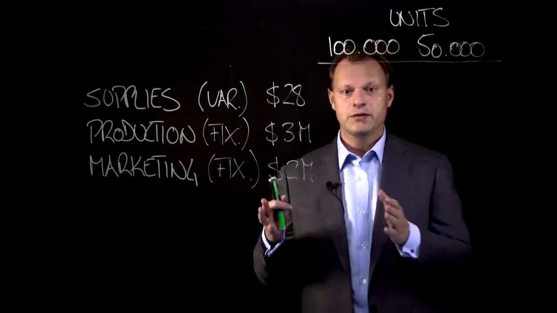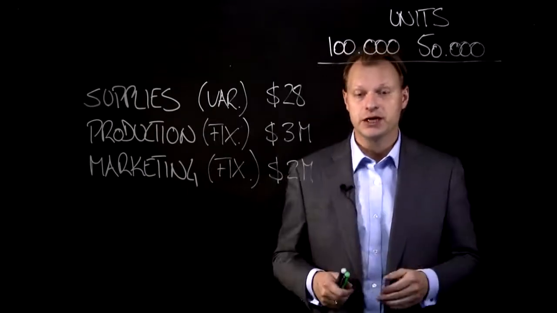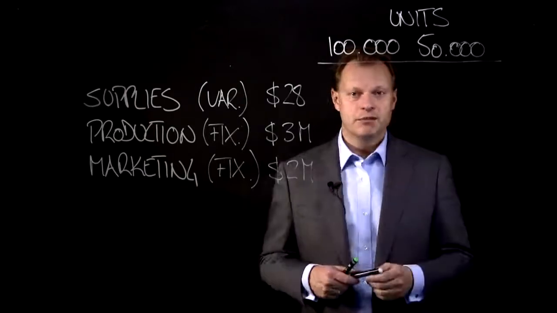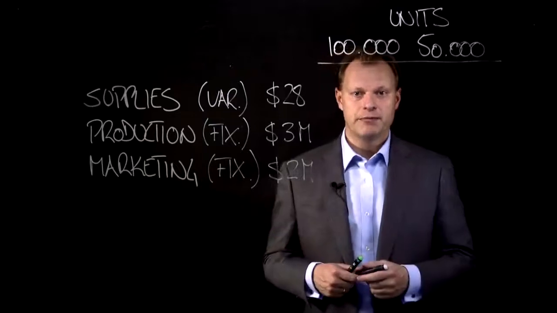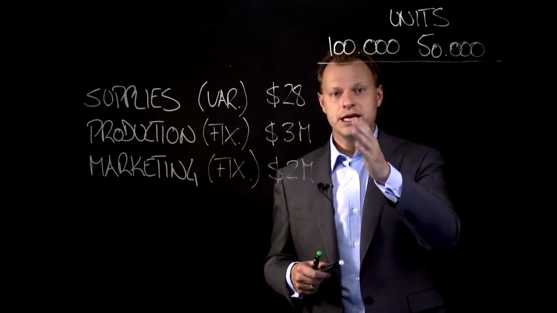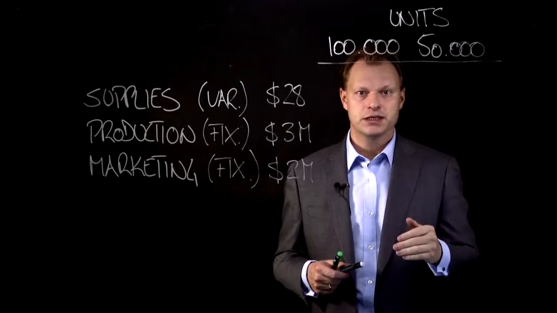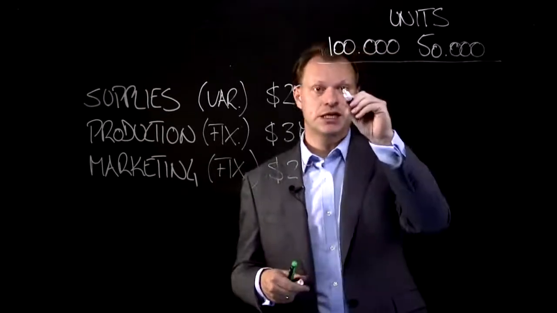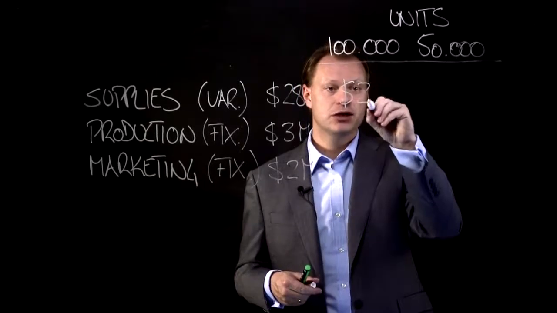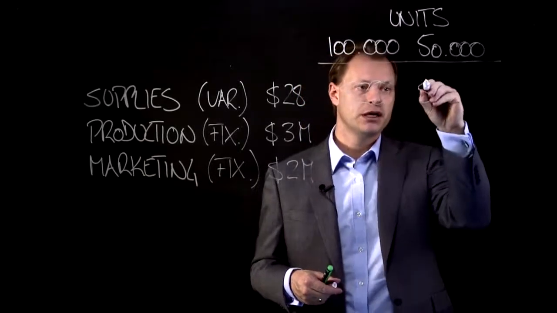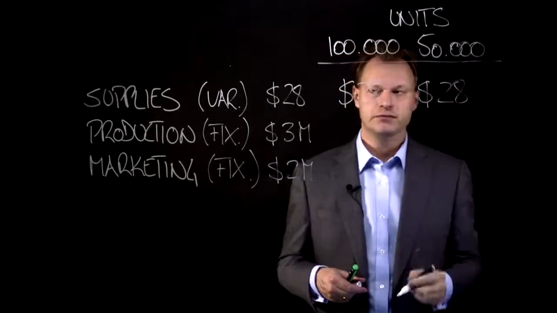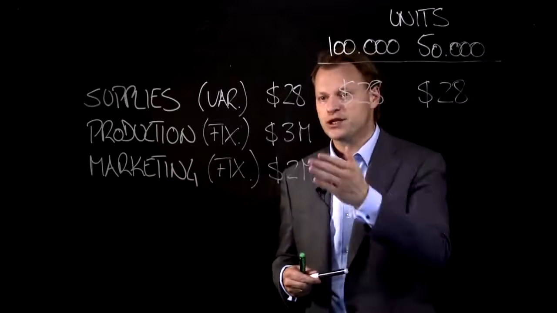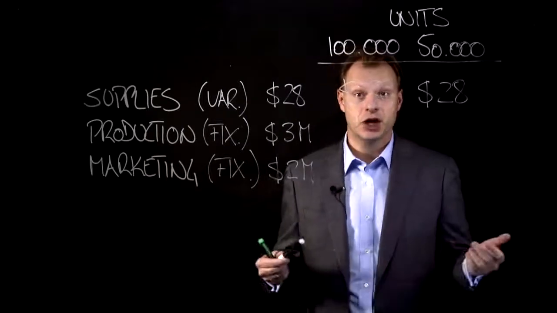What I would like to do is really briefly walk through the calculations we have done implicitly in this video. If we look at the supplies, which is the first row item, independent of whether we sell 100,000 units or 50,000 units, the cost per unit is always going to stay the same. So in this particular case, the $28 per unit of production doesn't change. This is obviously very different if we look at the second cost item. Here we have the fixed cost of $3 million.